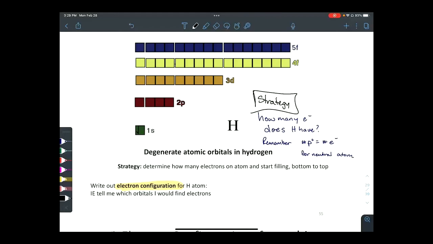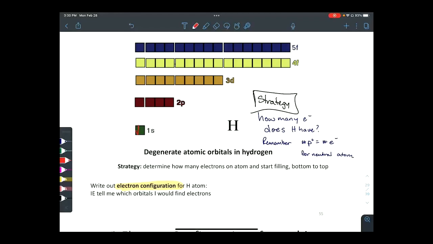Because we're talking about neutral atoms here, if you look at the periodic table, you see how many protons there are. In a neutral atom, the number of electrons is the same. So it's nice for hydrogen here. We only have to place 1 electron. So we follow Hund's rule in this case, and we place 1 electron.